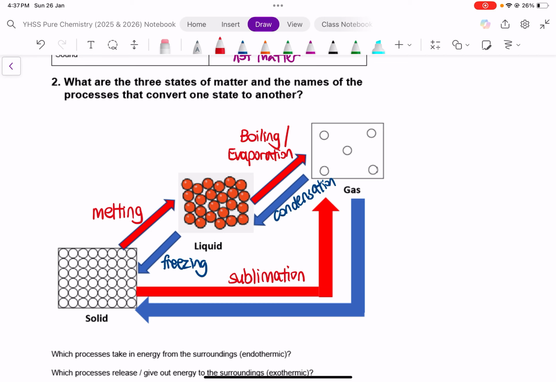The opposite of sublimation is called vapor deposition. For instance, carbon dioxide gas, when you cool it down, undergoes vapor deposition to form dry ice, which is solid carbon dioxide. Now, these names of the processes, you may have seen them at lower sec.